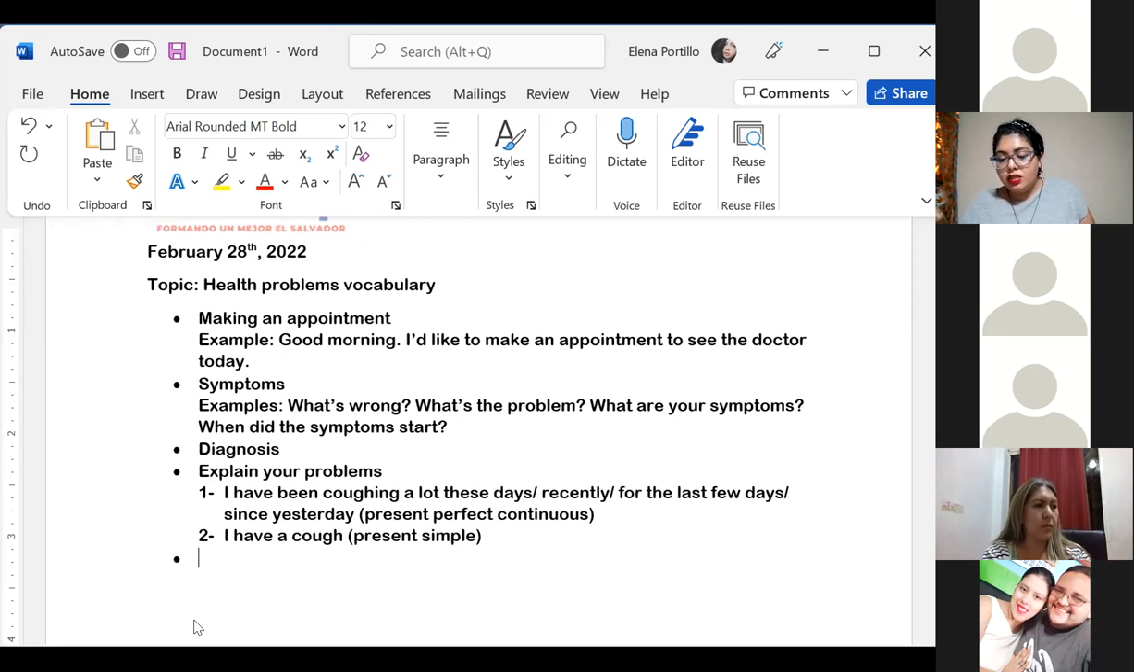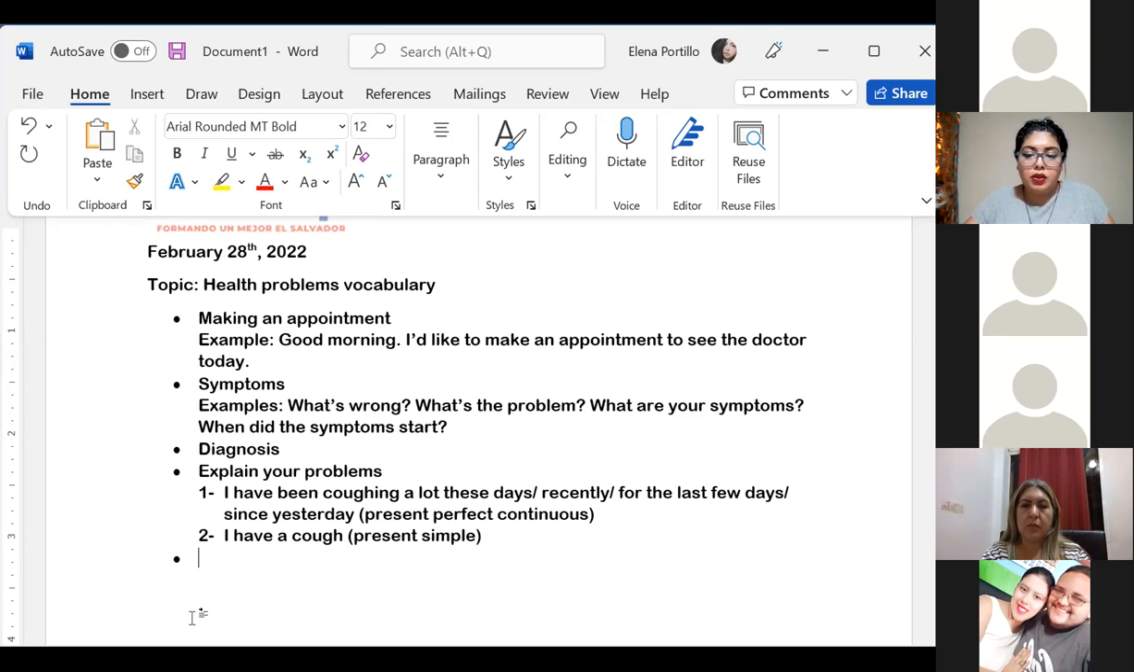Then it says the present simple is used to focus on a situation at the present. It is more common to use the present simple than the present continuous when we see a doctor. My head hurts. It's more common than my head is hurting. Luego utilizamos lo que es el presente simple para decir cuáles son nuestros síntomas o qué estamos sintiendo. Y es más común utilizar el presente simple que el presente perfecto continuo.